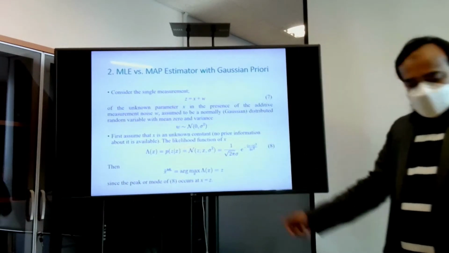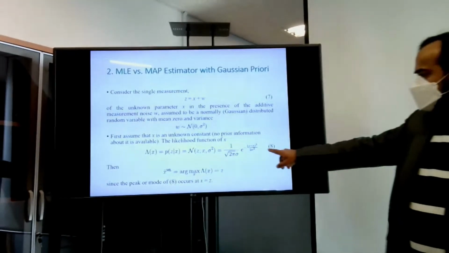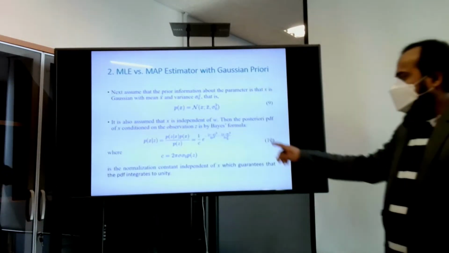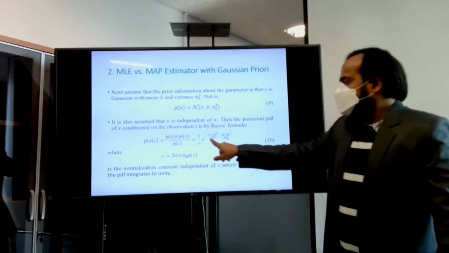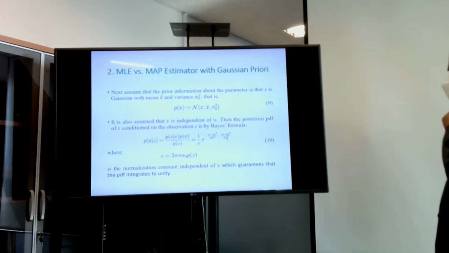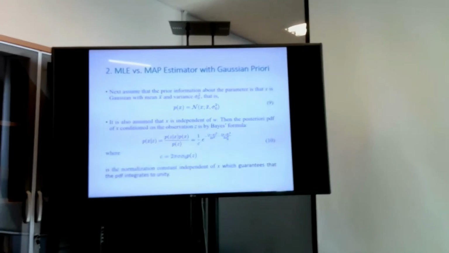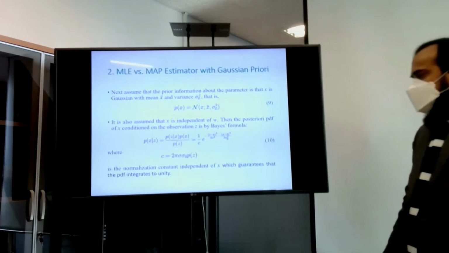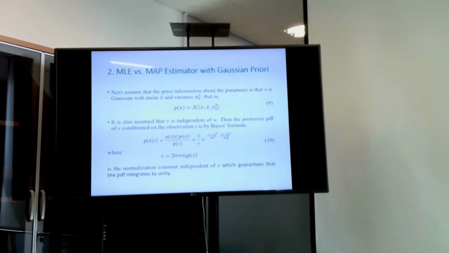This is the same thing, but here we do not know the prior information, and now if we know the prior information, then we include this term. And suppose 1 upon c is a normalization constant, which is independent of x, which guarantees that the PDF integrates to unity. So this is the difference between the MLE and the MAP estimator.